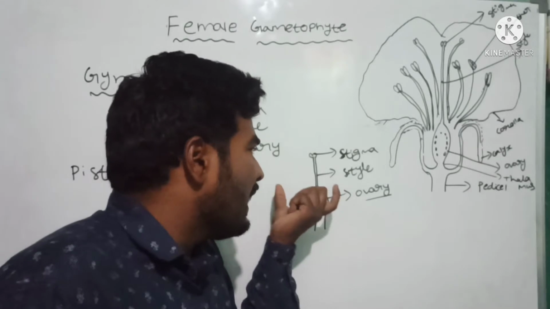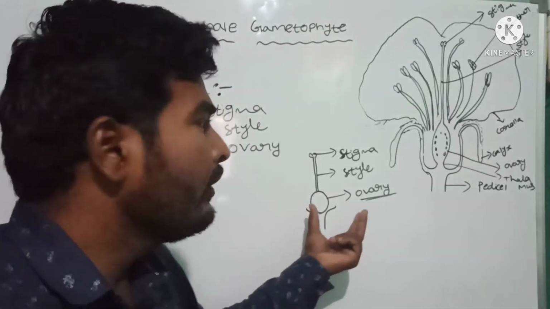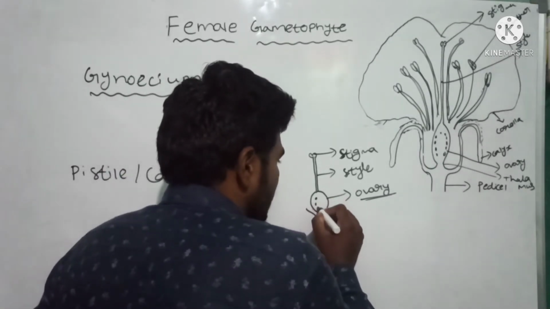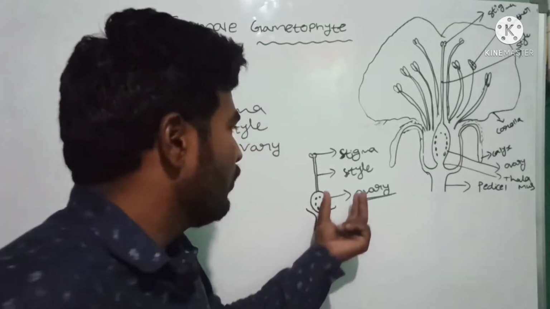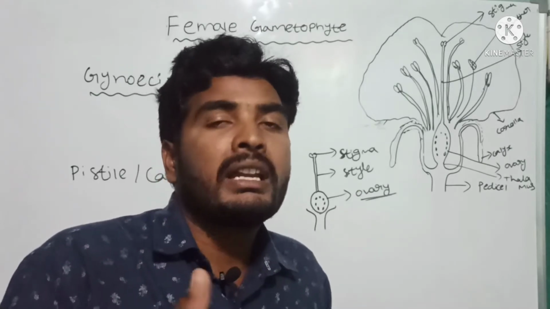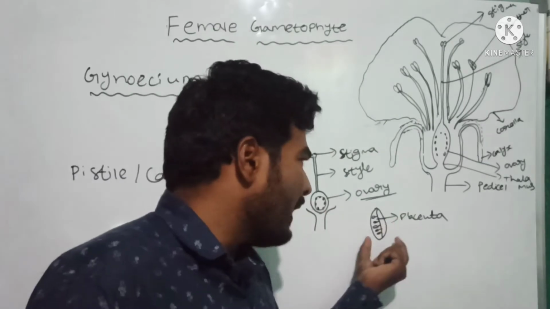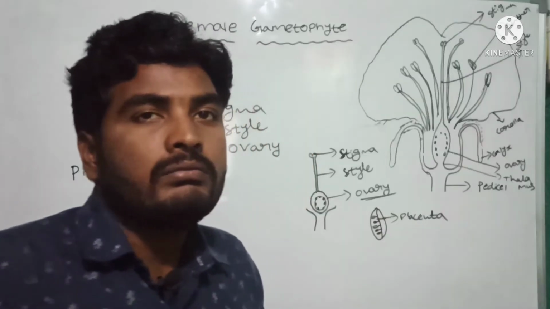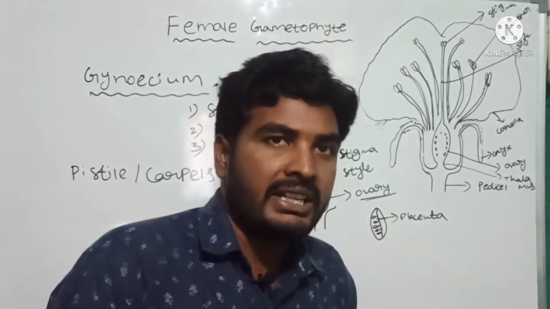The ovary is the bulged basal part, and it has the ovules. Now the ovary has one or several chambers; the ovarian cavity we call locules. What is the placenta? What is placentation? The arrangement of ovules within the ovary is called placentation.